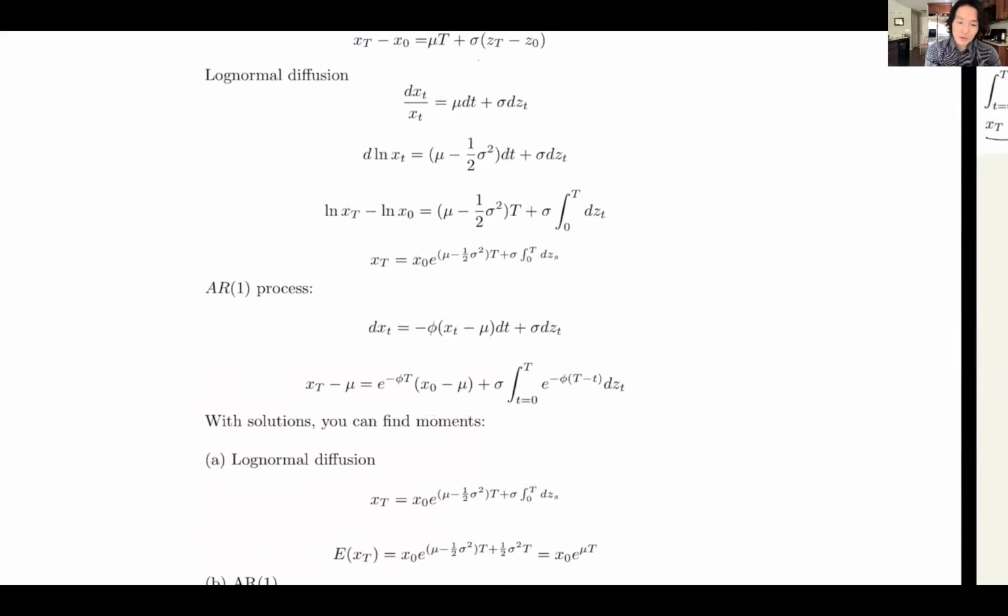So in the case of the log normal diffusion or geometric Brownian motion, we saw how the stochastic differential equation can be solved. The next example is the following. When the process follows the AR1 process, let's also see how we can solve this equation.